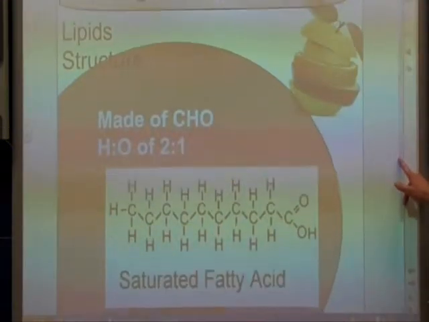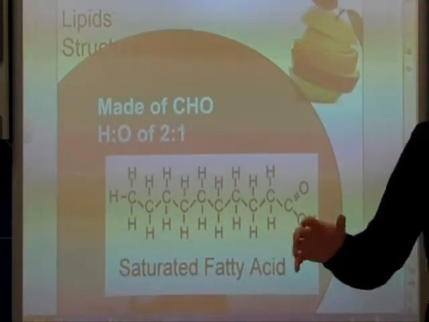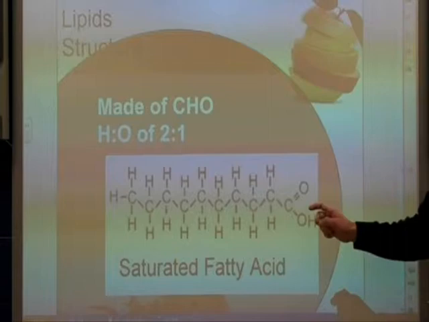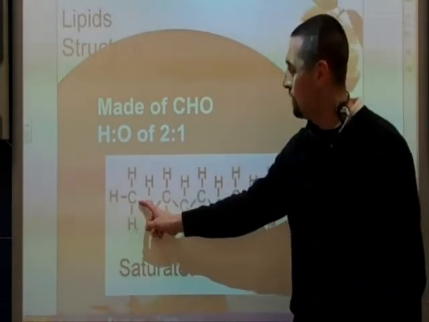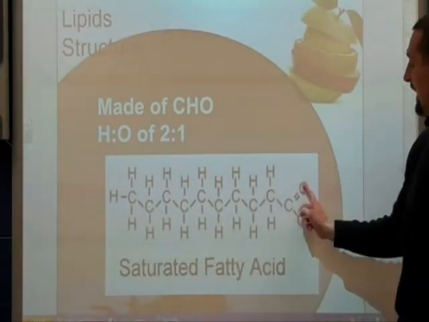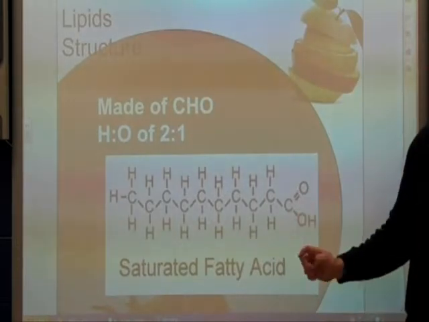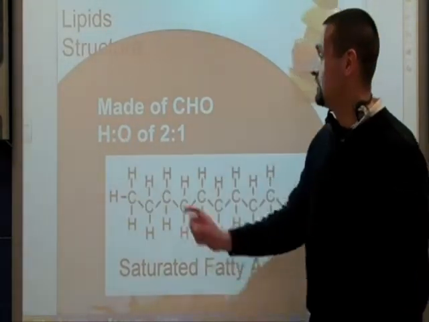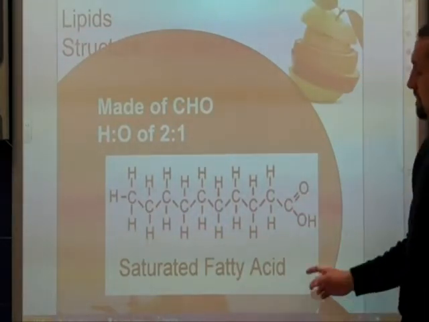How about lipids? We sometimes call them fats and oils. Those are all lipids, this category of lipids. Take a look at the structure. Just like carbohydrates, lipids still are made of carbons, hydrogens, and oxygens. The ratio is much different though. The hydrogen to oxygen ratio is typically 2 to 1.